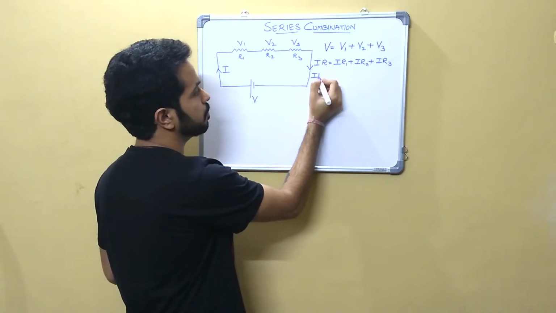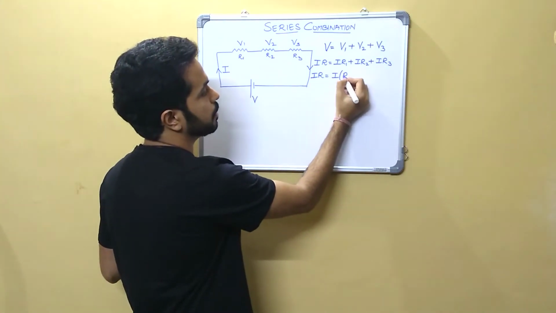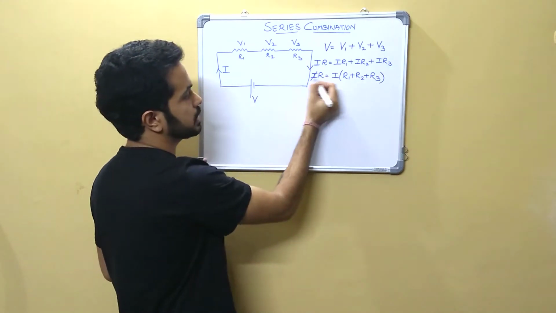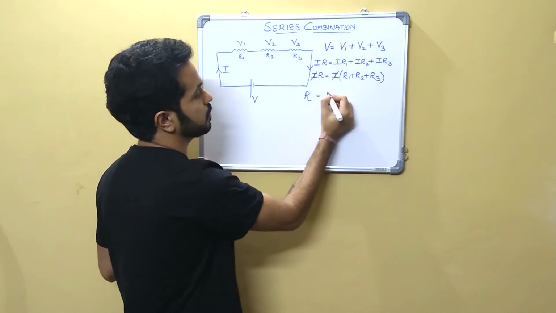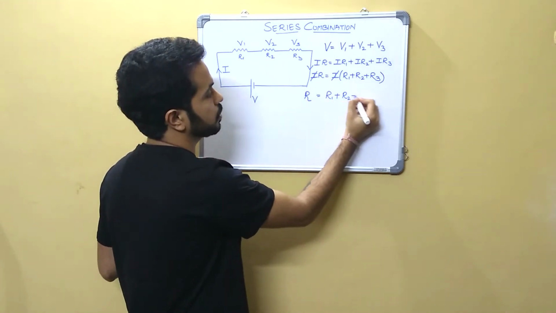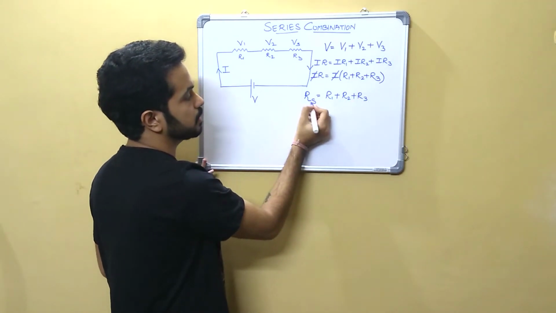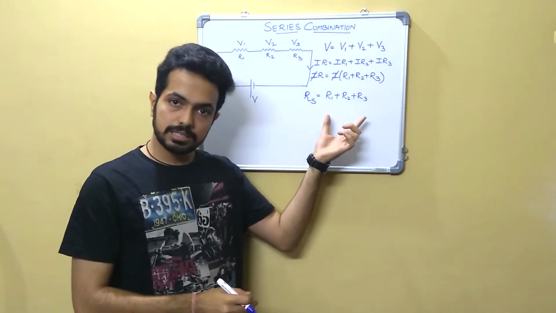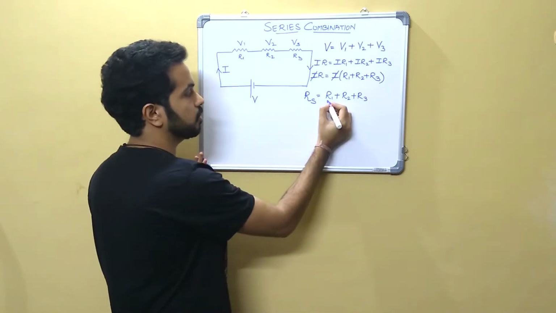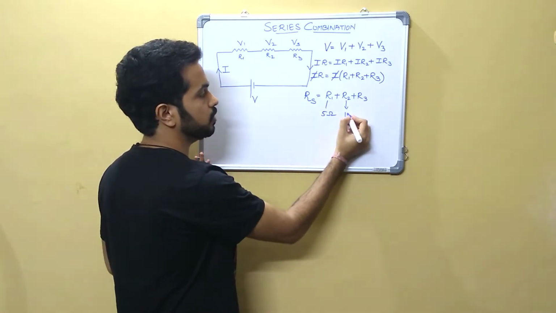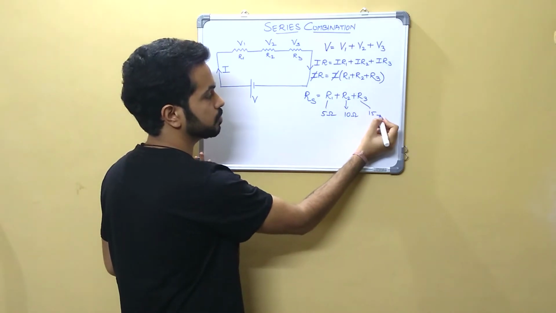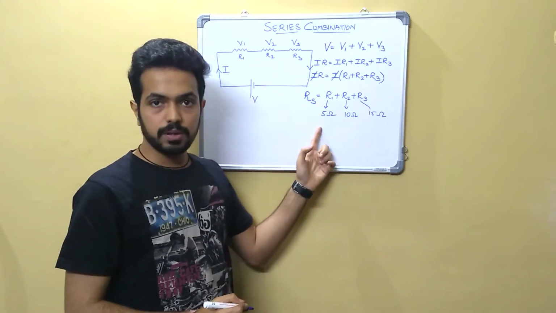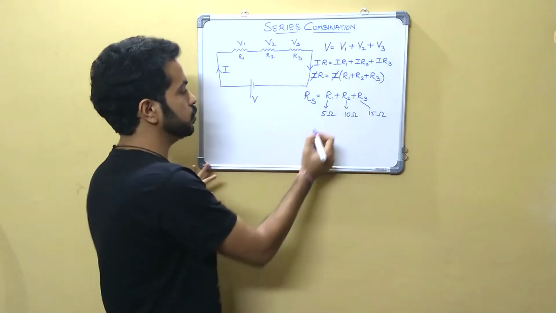Now let's move ahead. We can take I common here and in the bracket I will be left with R1 plus R2 plus R3. I can see that I gets cancelled. R is equal to R1 plus R2 plus R3. This R is written as RS, that is equivalent series resistance. In other words, if I have three resistors of, say for example, this is of 5 ohms, this is of 10 ohms and this is of 15 ohms, and if I have to find the equivalent resistance of the complete circuit, it will be 5 plus 10 plus 15, which is equal to 30 ohms.